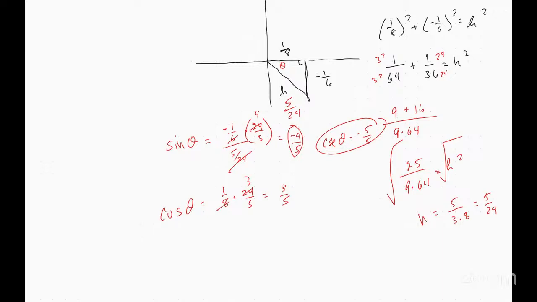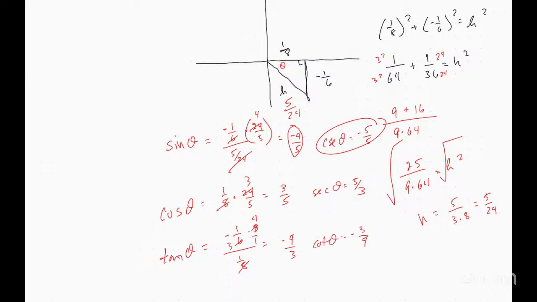Right? So the tangent was the one you had a hard time with? Yeah. The tangent is the opposite over the adjacent, so multiply that by 8 over 1, and those cancel, and you get 3 here, and you get 4 there. So -4/3. The cotangent is -3/4. And you're saying that's not what they gave you? Yeah.